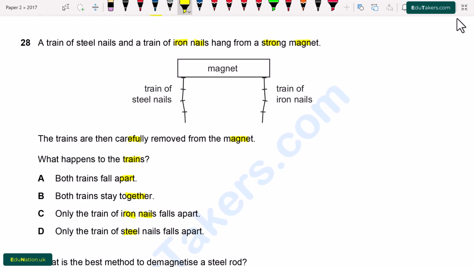Here we can see that there are two trains. First of all, here is the train of steel nails, and second there is the train of iron nails. The train of the iron nails falls apart as the iron acts as a temporary magnet. But the train of the steel nails does not fall apart as the steel acts as a permanent magnet. From here, option C is correct, which shows that only the train of the iron nails falls apart.